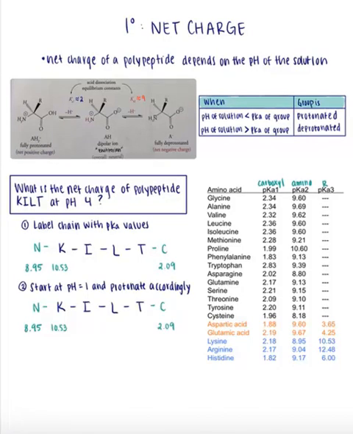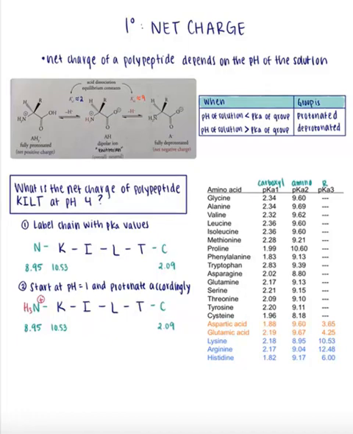Next, we're going to pretend that the pH of our solution is super, super low. So pretend it's 1, and we're going to protonate and deprotonate accordingly. So if the pH was 1, we know that that would be less than 8.95. Therefore, the group would be protonated. So we're going to protonate that N, and I know when the amino group is protonated, it becomes NH3 positive.